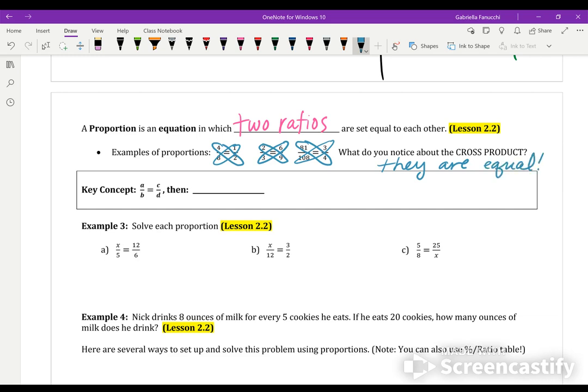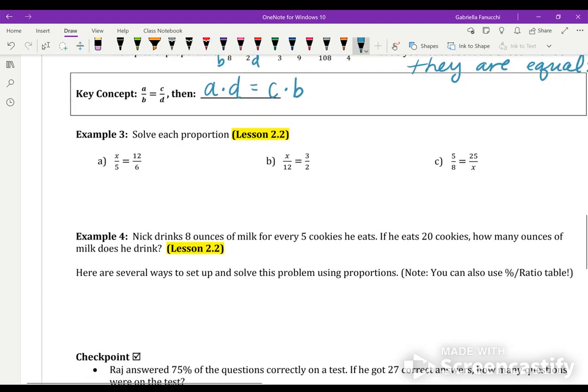Okay, so then A over B, the ratio, is equal to C over D. We can say that A times D is going to be equal to C times B. That's exactly what we did right here on these two little tops. Imagine this is A, this is B, this is C, this is D. A times D is going to be equal to C times B. All right, solving the proportions.